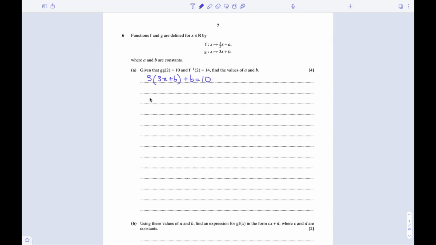In place of x, we have to write 2, so we get 3 times 2, which is 6, plus b equals 10. We get 18 plus 3b plus b equals 10. So we have 4b equals minus 8, 10 minus 18, and b equals minus 8 divided by 4, which is minus 2.